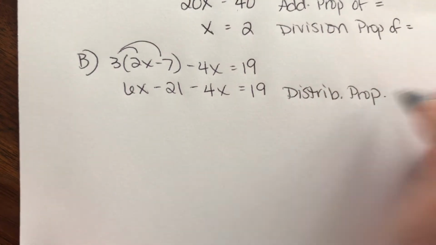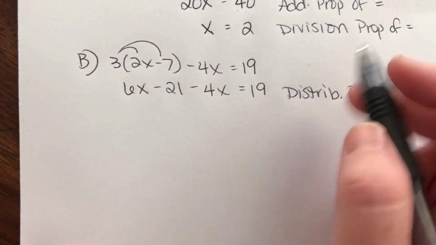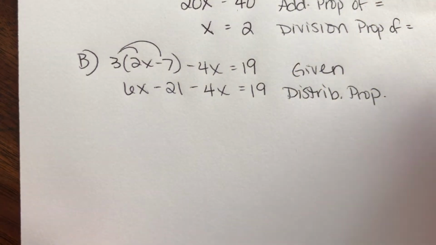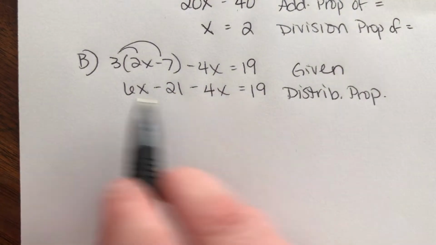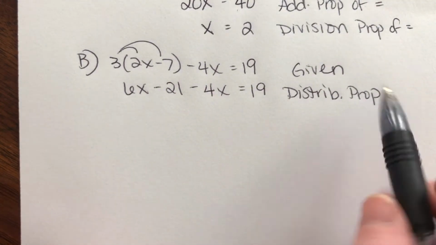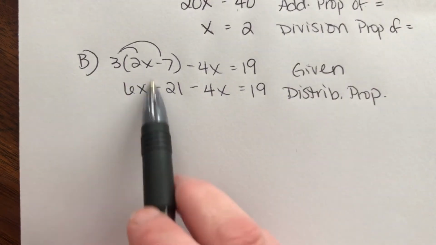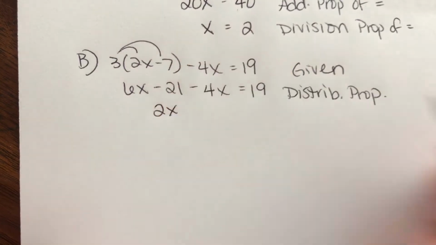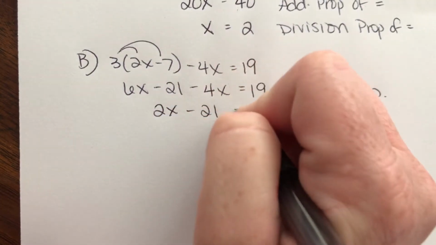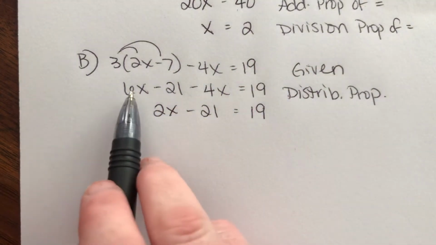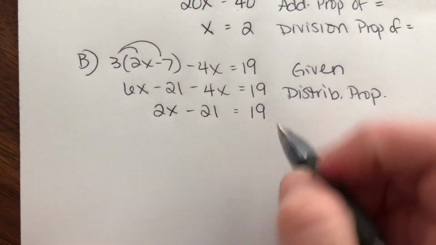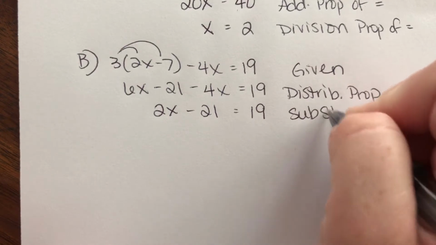I'm abbreviating. If you wanted to write "given" up here at the top, you can. I just leave it blank because we all know that's given to us. So the first step is the distributive property. What do I need to do next? Combine my like terms. So 6x minus 4x is 2x, minus 21 equals 19. And all I did was replace 6x minus 4x with what it's equal to. So that is substitution.